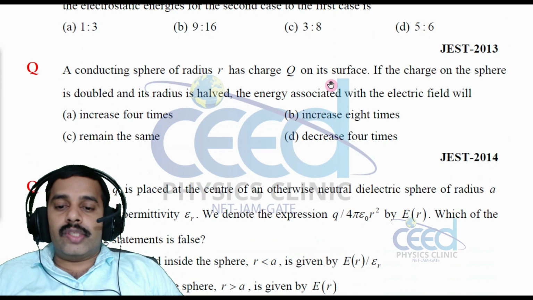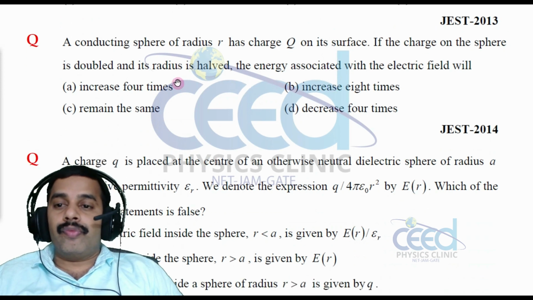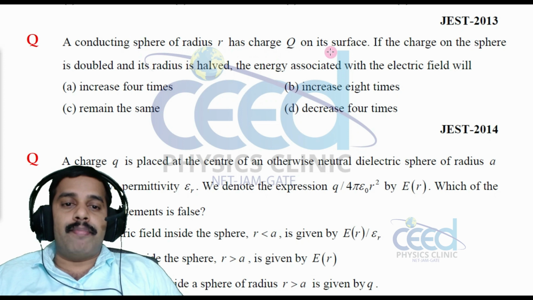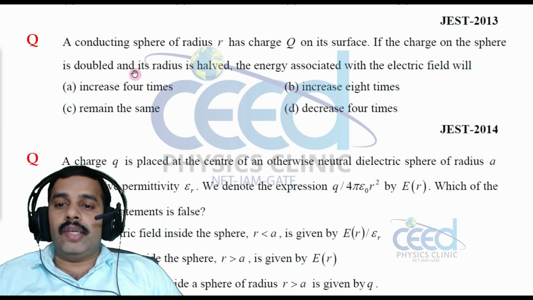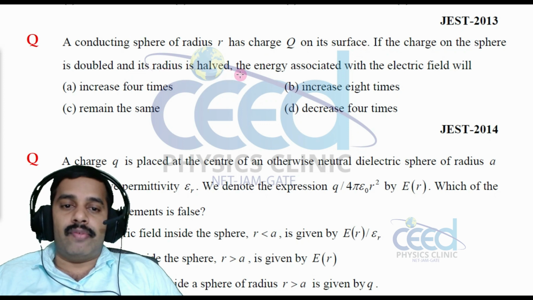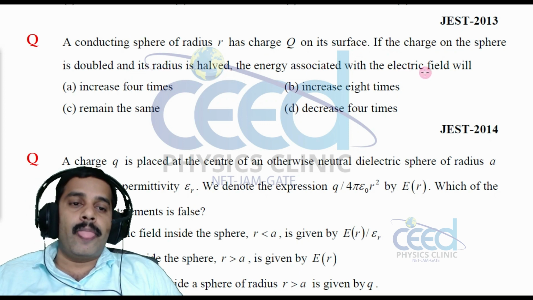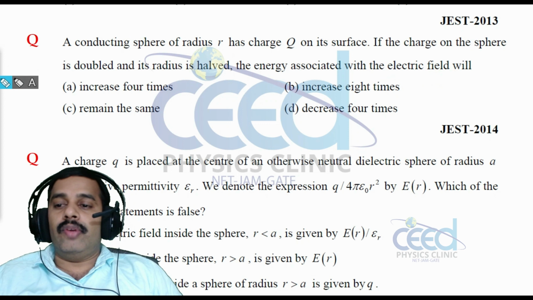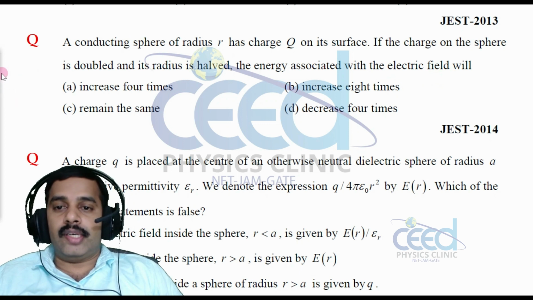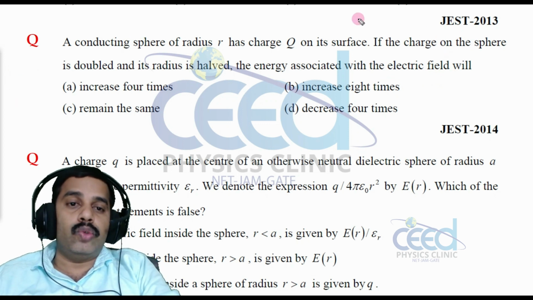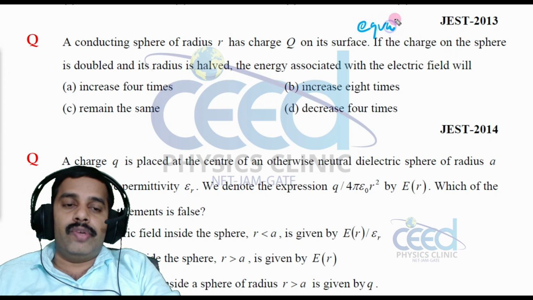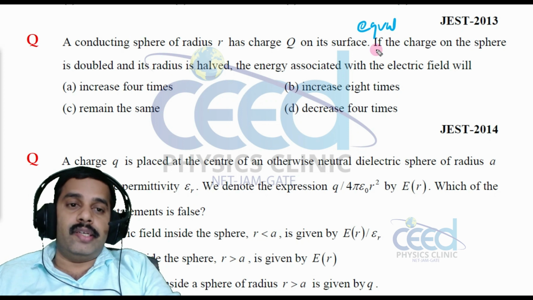Now another question. A conducting sphere of radius r has a charge capital Q on its surface. If the charge on the sphere is doubled and its radius is halved, the energy associated with the electric field will be. Again the same question. Conducting sphere means that it is equal to a shell, which we have also studied.